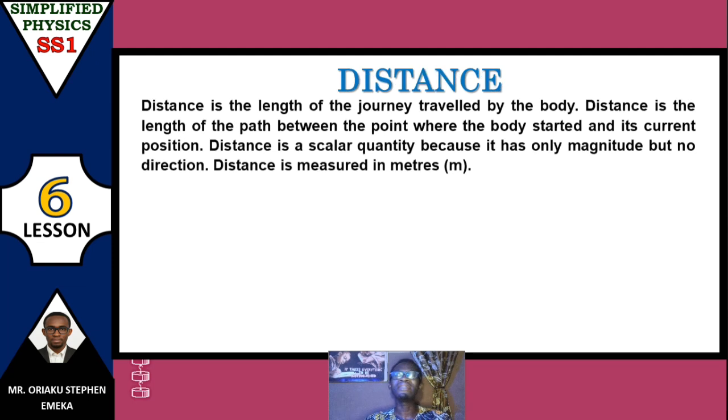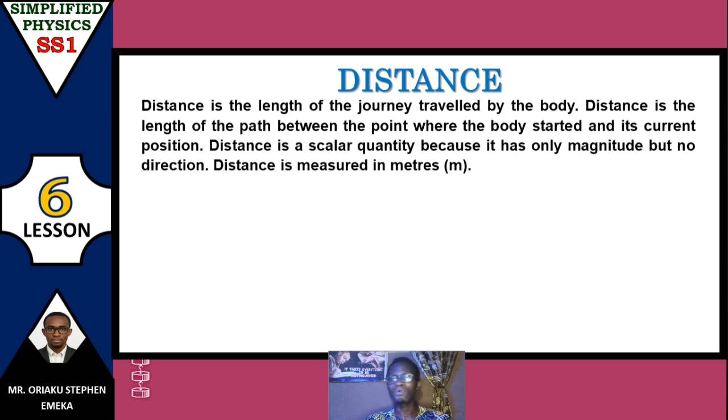Okay, distance. What is distance? Distance is the length of journey traveled by a body. So how long is the journey that a body travels? Distance is the length of the path between the point where the body started and its current position. So measuring all the paths that the body has passed through, if you measure that length, it is going to give you the distance.